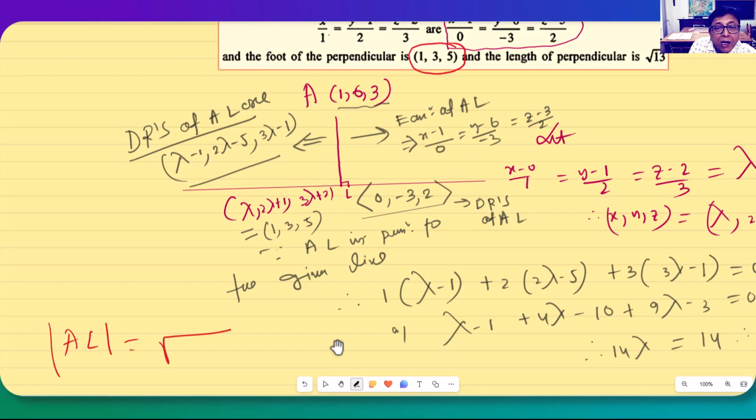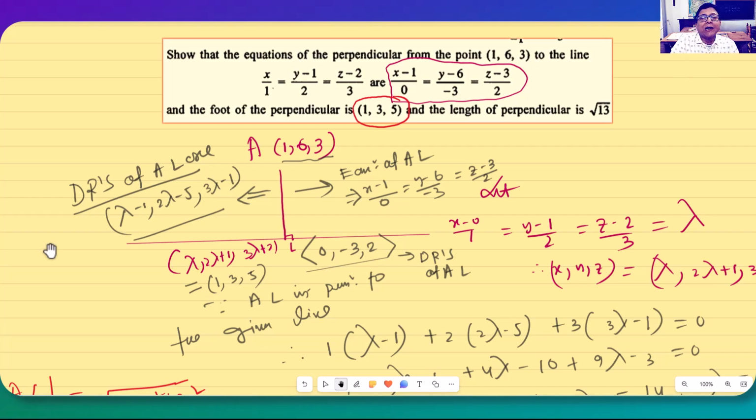AL is going to be under root 0 square, 3 square, 2 square. x2 minus x1 whole square, y2 minus y1 whole square, z2 minus z1. So this is going to be root 13. Clear? So we have seen one application where just by using the concept we can get the foot of perpendicular, we can get the equation of perpendicular and the perpendicular distance of the line from a point outside it.